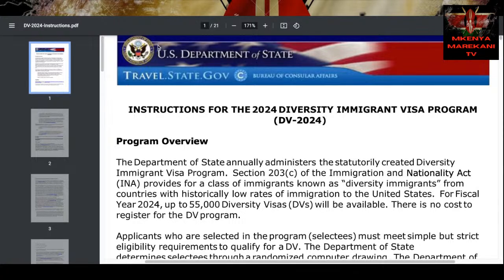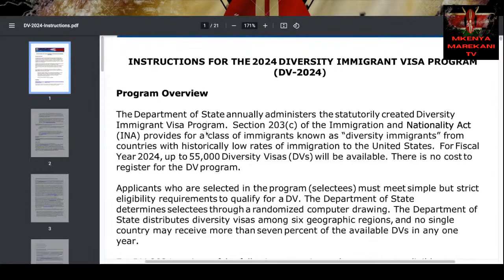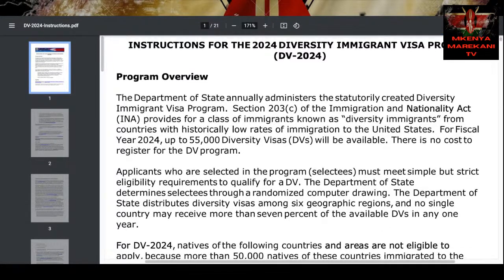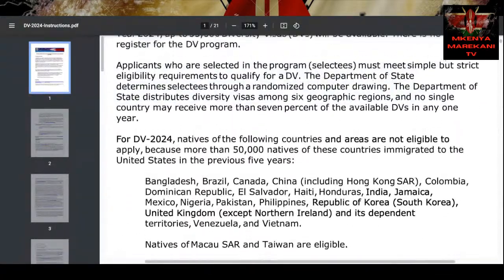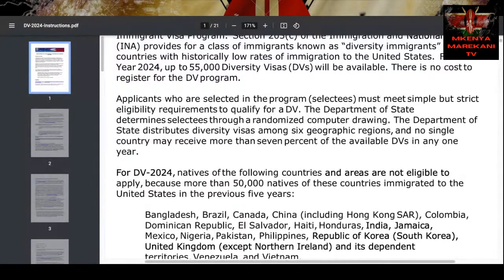Okay. So instruction for the 2024 Diversity Immigrant Visa program, this is the program overview. So what I want to start is applicants who are selected in the program, selectees, okay, must meet simple but strict eligibility requirements to qualify for a DV. The Department of State determines selectees through randomized computer drawing, okay?